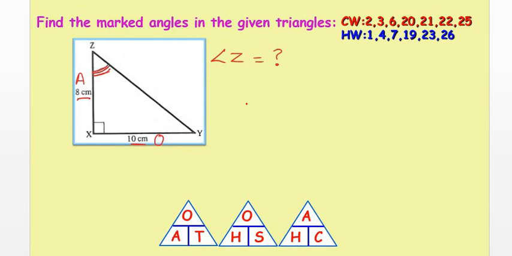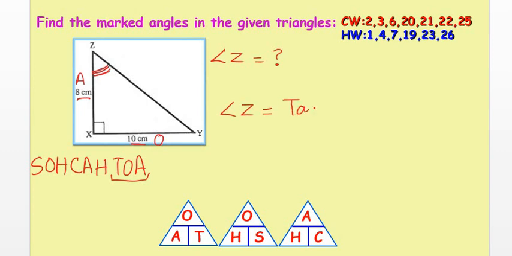Now A and O. You know that if I write the words soh, cah, toa, where do I have this O and A? I have it here in toa. That means I can find angle Z by using the tangent inverse. So I can say angle Z equals tangent inverse of opposite over adjacent. This is how we write the formula from here, right? Tangent, we are finding tangent inverse of opposite over adjacent.